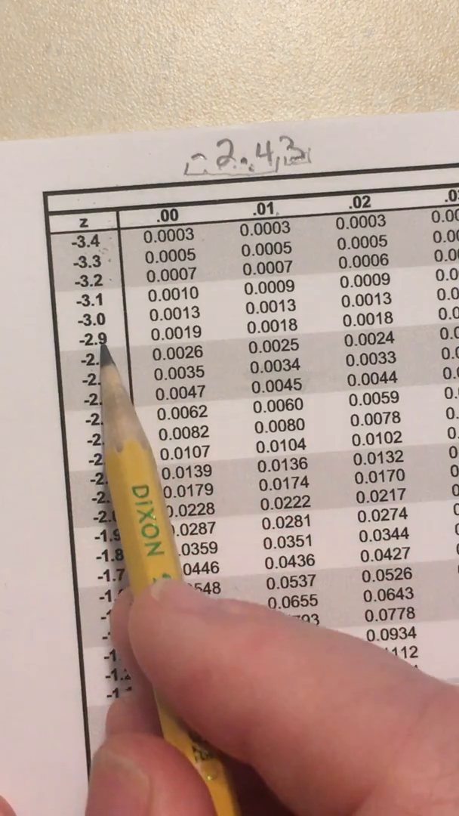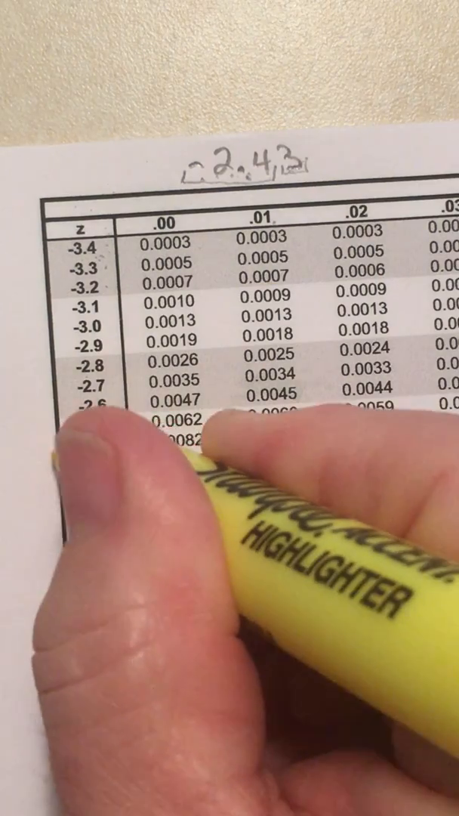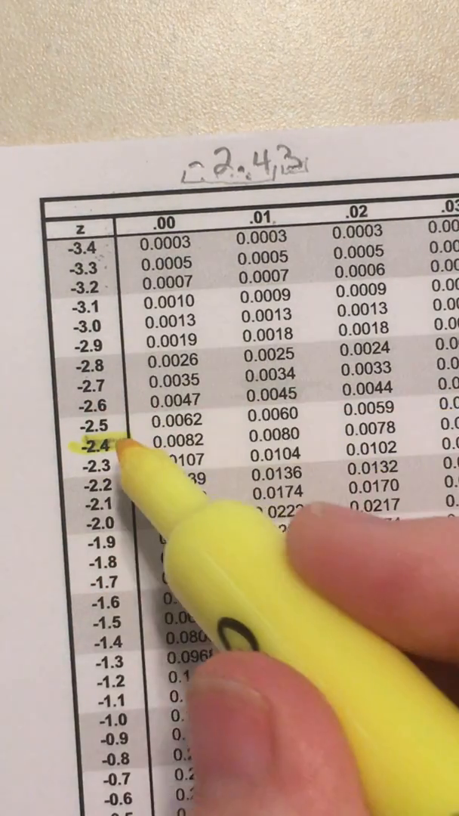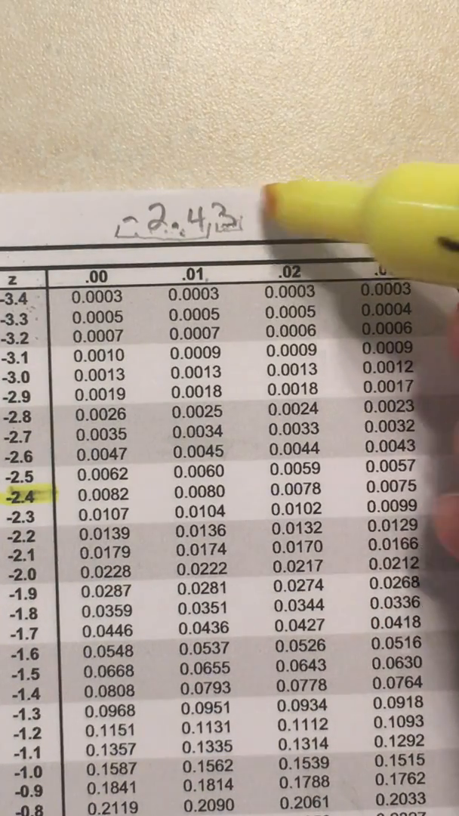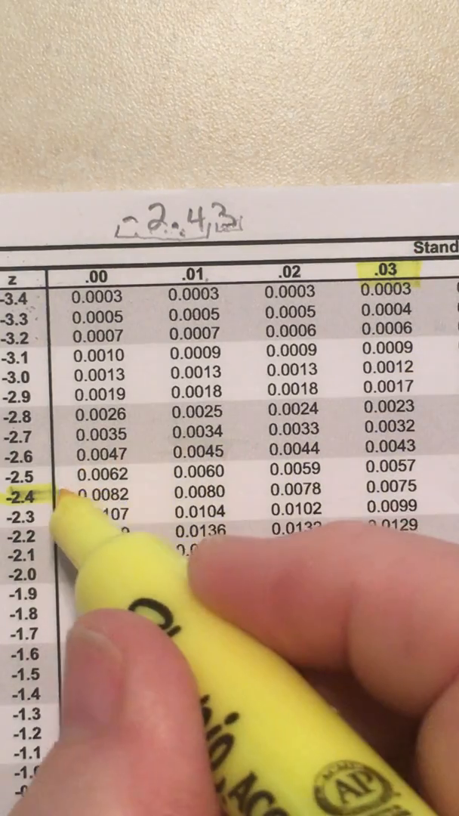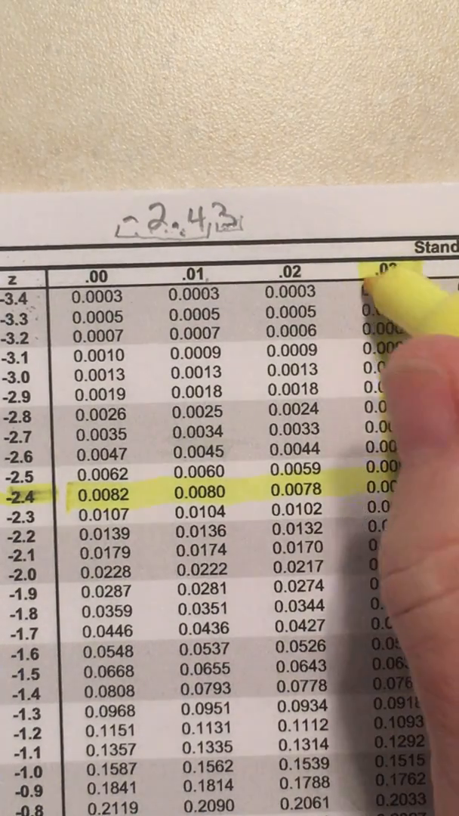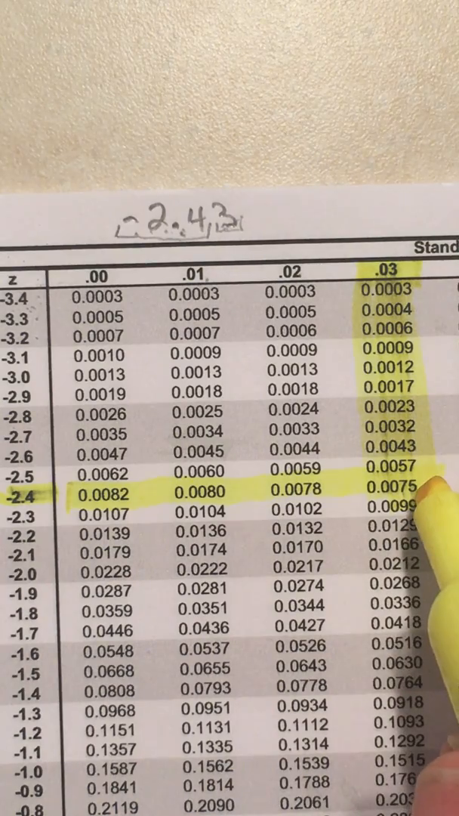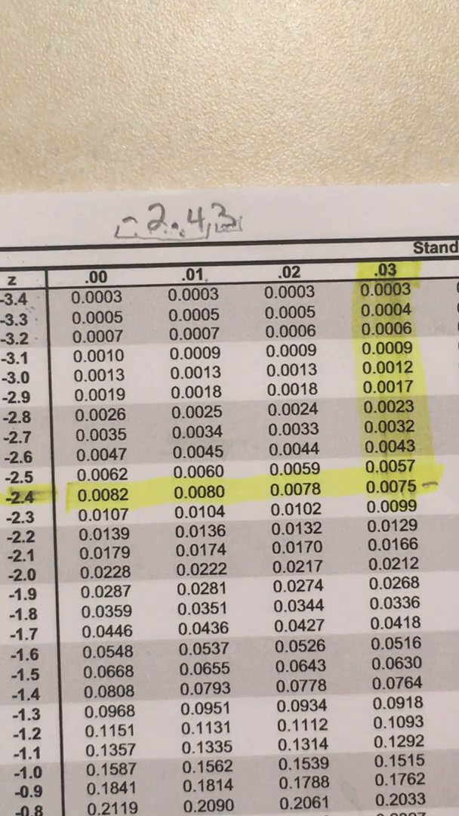So, negative 2.43. You look down the leftmost column until you find negative 2.4 here, and across the top until you find the second decimal. The second decimal is 3, so we're in the 0.03 column. Essentially, you're ignoring the 0 and simply using the 3 as the second decimal digit. Wherever that row and that column intersect, that's the value we're looking for. In this case, that would be 0.0075, our table value for the z-score of negative 2.43.